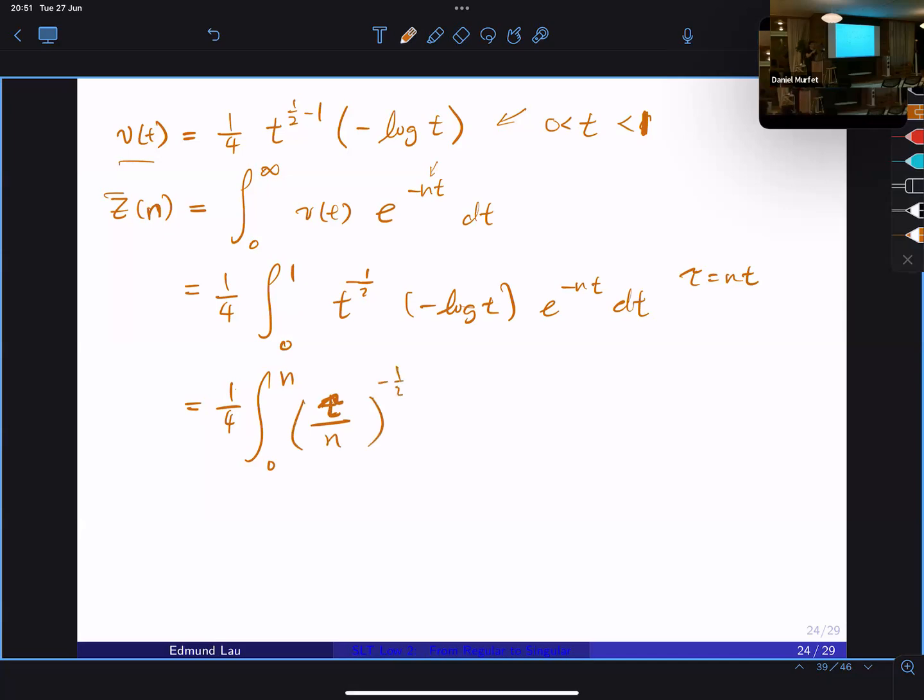Okay, you can see where the asymptotic of n is creeping in here. So e to the negative tau, and then negative log of tau over n. There's a Jacobian of n there, d tau. Okay. All right. So I'm just going to write out the final result.